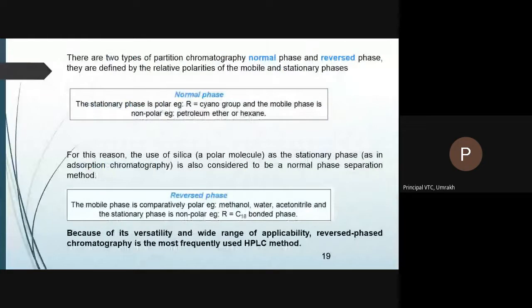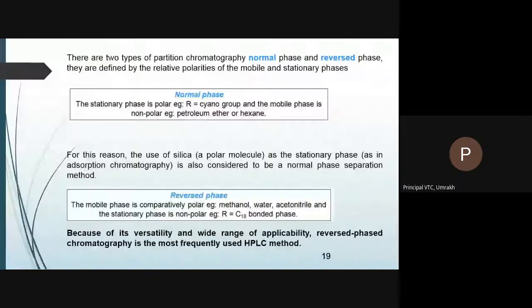Now, partition chromatography has two types. Partition chromatography is generally used in GC and HPLC. That is, the separation mode in GC and HPLC is partition. In GC, if it is gas-liquid chromatography, then there will be partition. But if it is gas-solid chromatography, that will be an adsorption phenomenon. Here in HPLC, there will be a partition phenomenon. That partition phenomenon might be normal phase or it might be reverse phase.